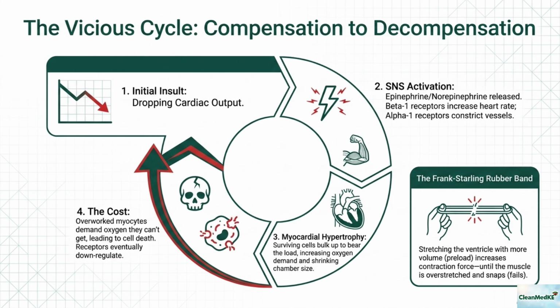Think of the Frank Starling law like a rubber band. You can stretch it to increase the snap, contraction force. But if you overstretch it for too long, the band eventually loses its elasticity and snaps. That is the moment of decompensation.